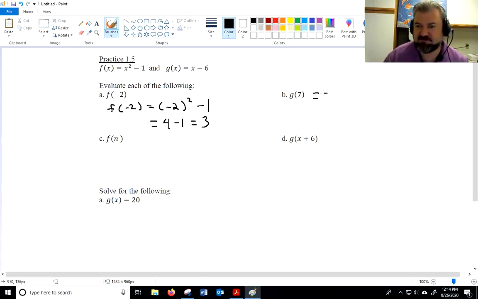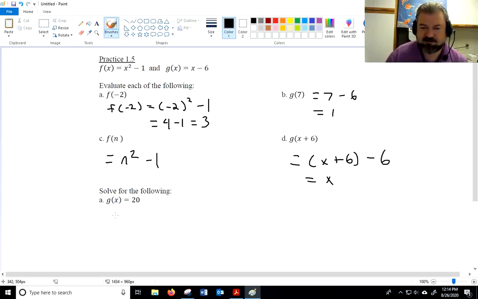g of 7 is 7 minus 6. That's not too bad. That's just a 1. f of n is just a variable change right there. And g of x plus 6 is going to become x plus 6 replacing the x, and then we still have the minus 6, so it becomes just x. And now we solve. We replace g of x with the equation for it, and solve for x.